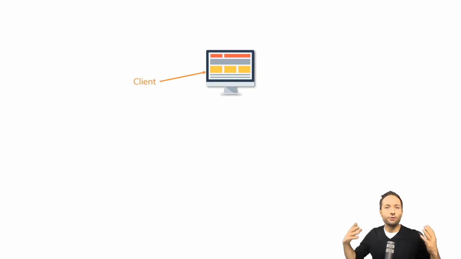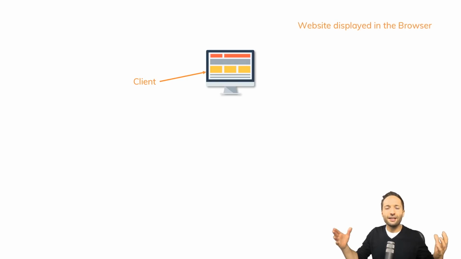And as a client, you are displaying this website entirely in the browser, because you use the browser to have a look at this website. But how does this work? How can you see the information that you have on the website?